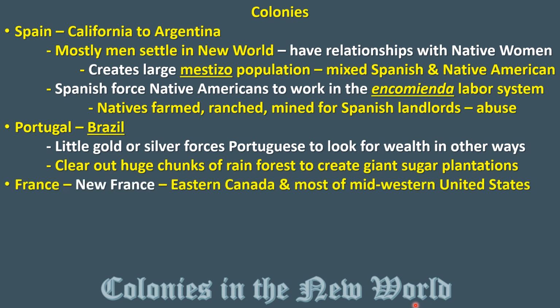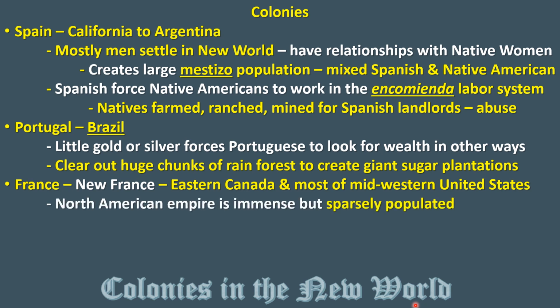The French, as we've talked about, established the colony in the New World called New France. This is going to be much of eastern Canada and most of the modern Midwestern United States. Now, the major thing that we want to understand here is that the colony of New France is going to be giant in terms of square miles and area covered. So the French North American Empire is immense, but it's going to be very sparsely populated by French settlers.